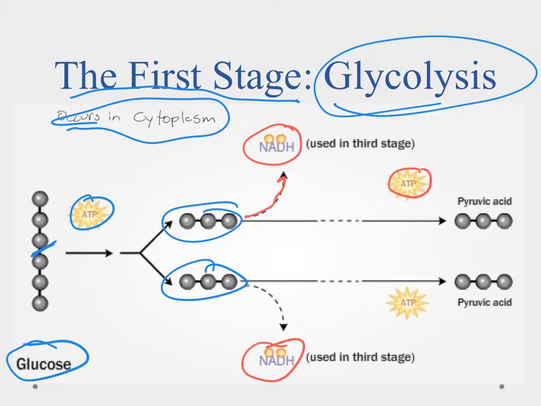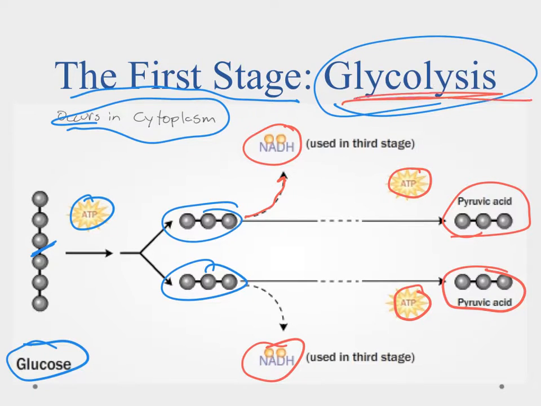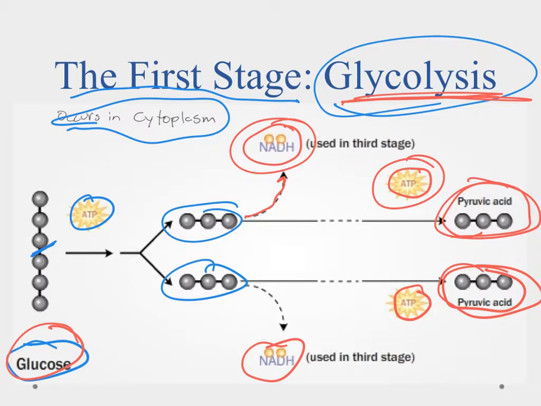We also generate a little bit of ATP, but then we're going to end up with 2 molecules of pyruvic acid, and notice that those are both 3-carbon structures. So in glycolysis, what we're doing is we're taking glucose and we are breaking it down to form pyruvic acid, and then we get a little bit of ATP and then these electron carriers that we'll meet in the third stage.